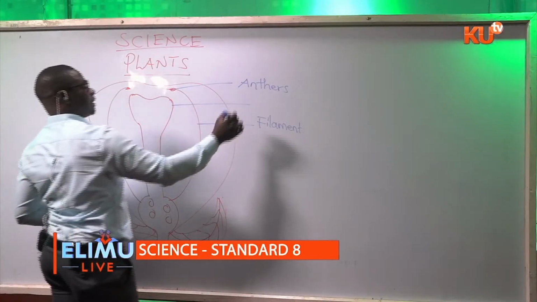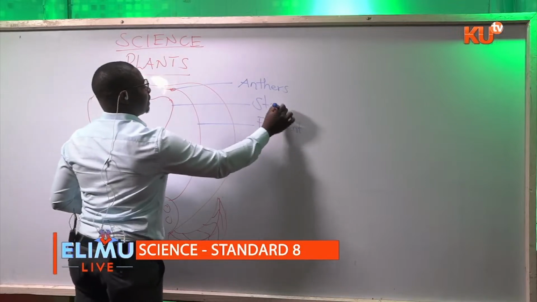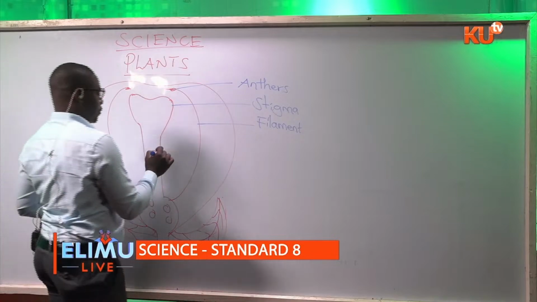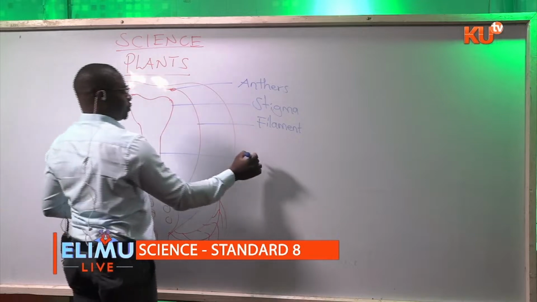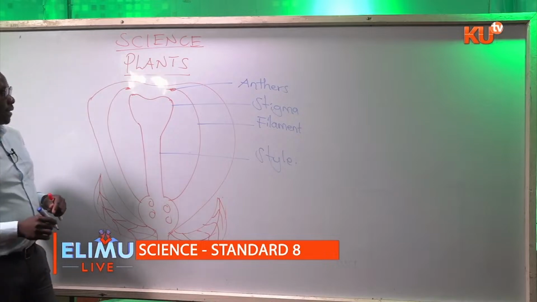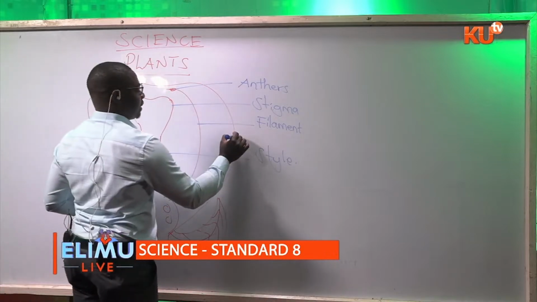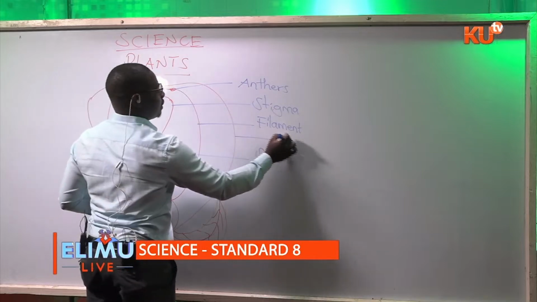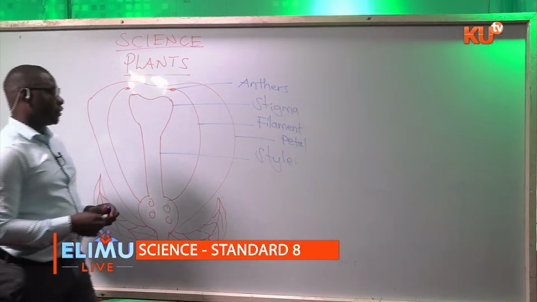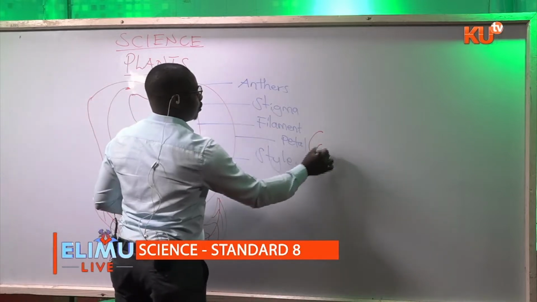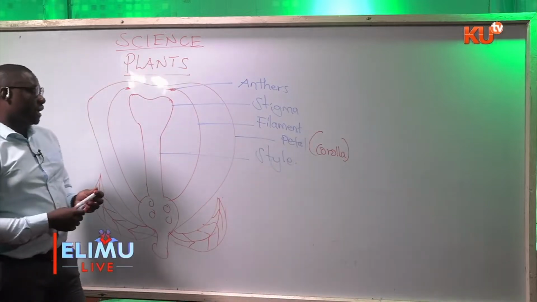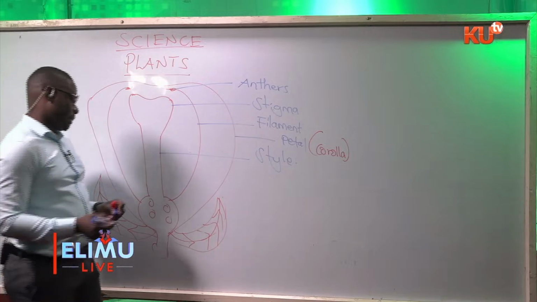The next part is what we call the stigma. That is called stigma. So we come to the next part, which is called the style. That part is called the style. We come to the outer part here. The outer part is called the petal. Collectively, the petals can be called corolla, or the other name of the petal is corolla.